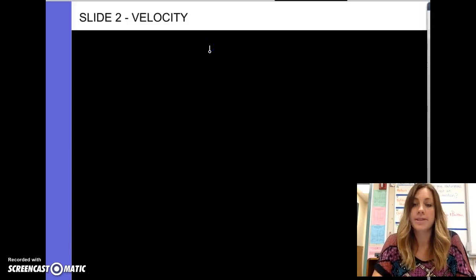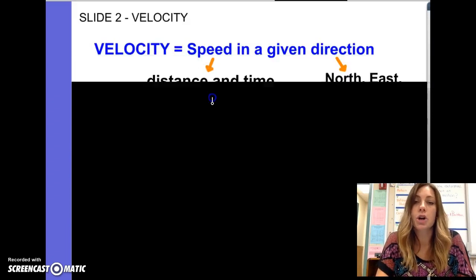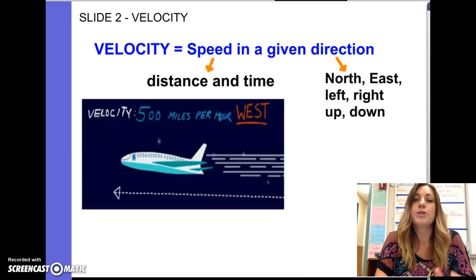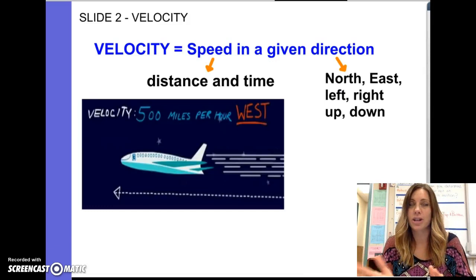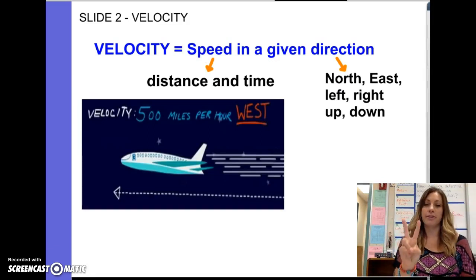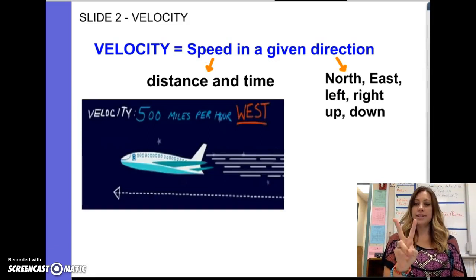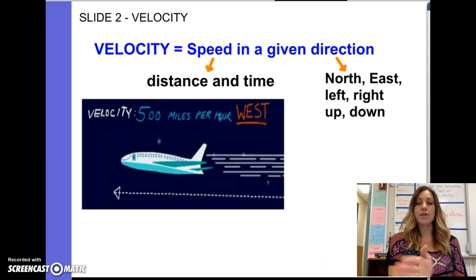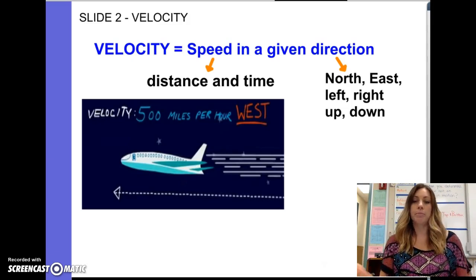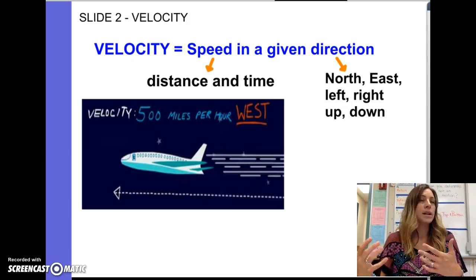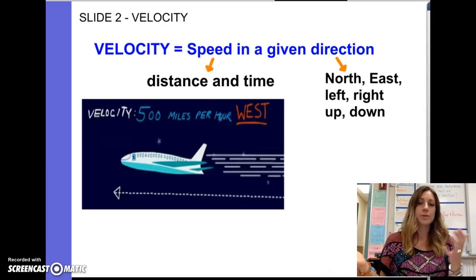Slide two, velocity. Velocity is a term that simply describes the speed of an object in a given direction. And here's how I remember. I give myself a V for velocity. Velocity is speed in a given direction. Direction meaning north, south, east, west, up, down, left, right.